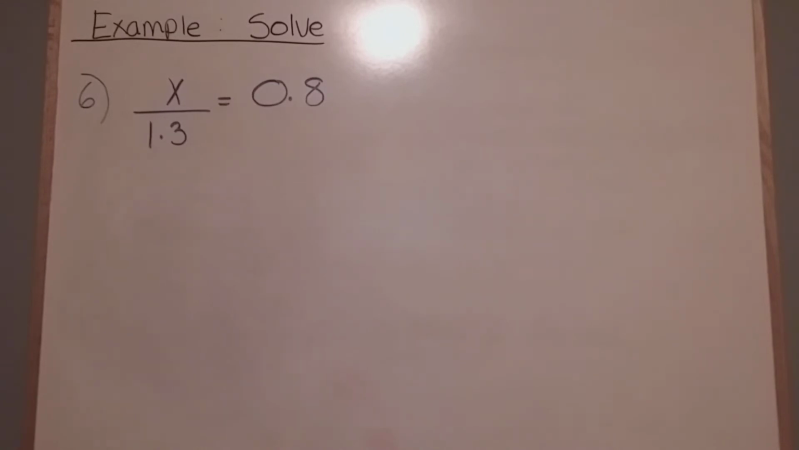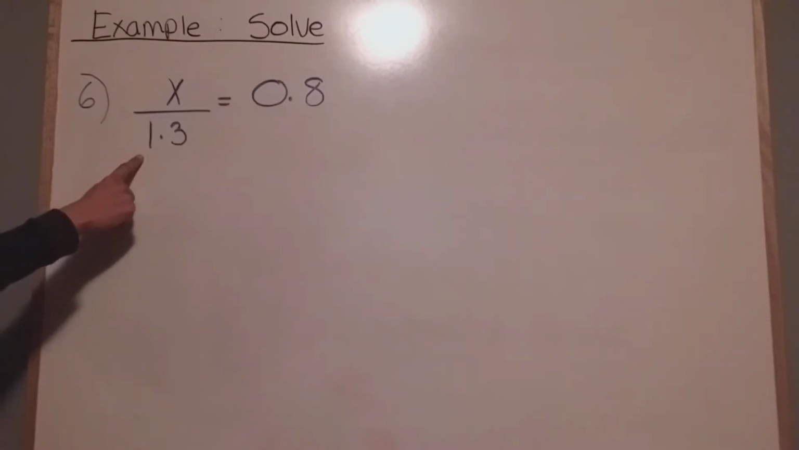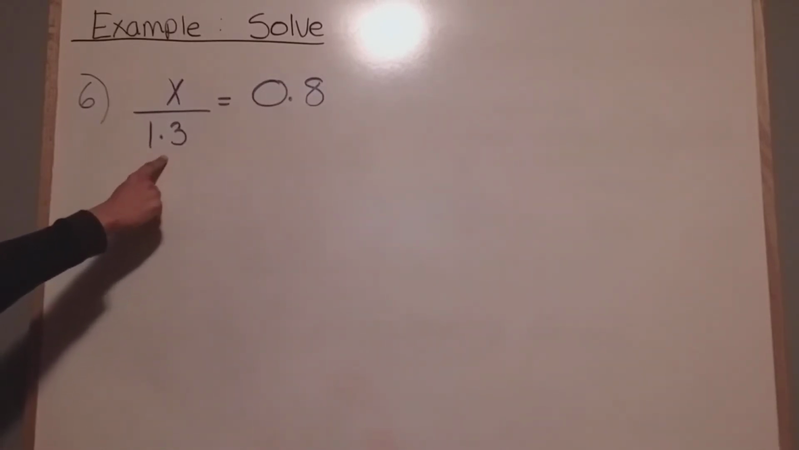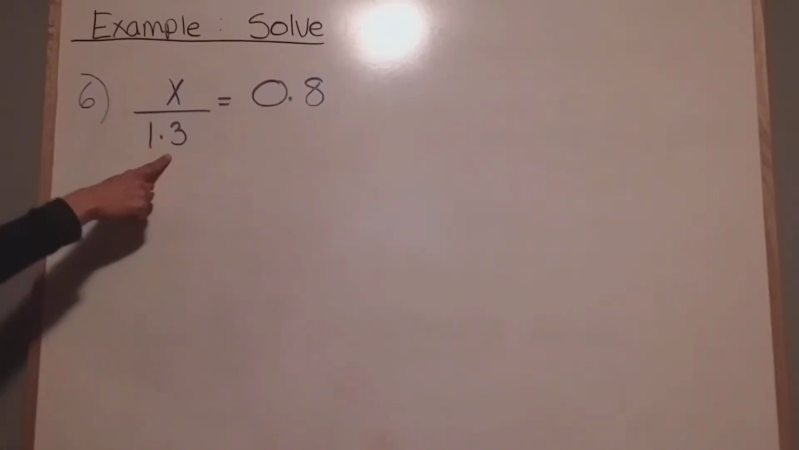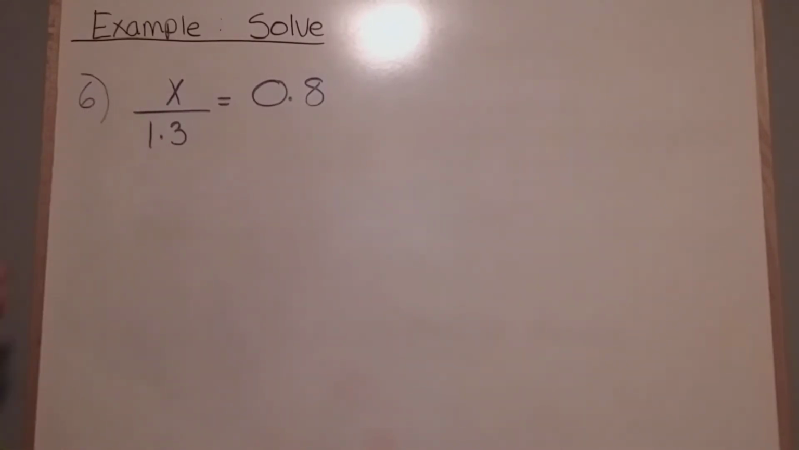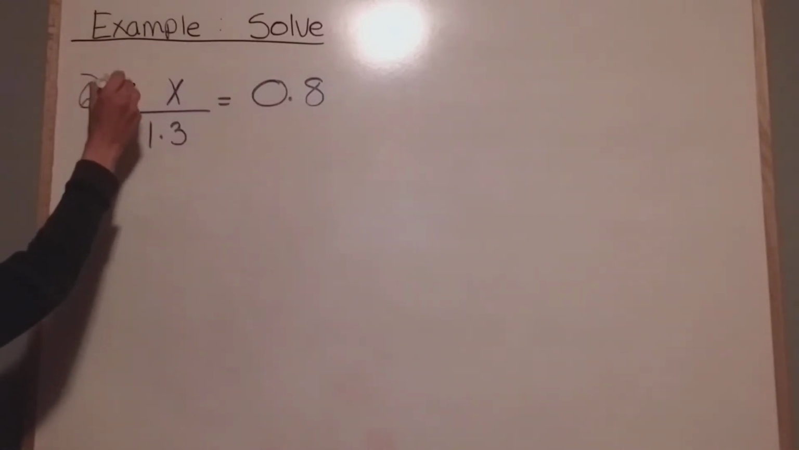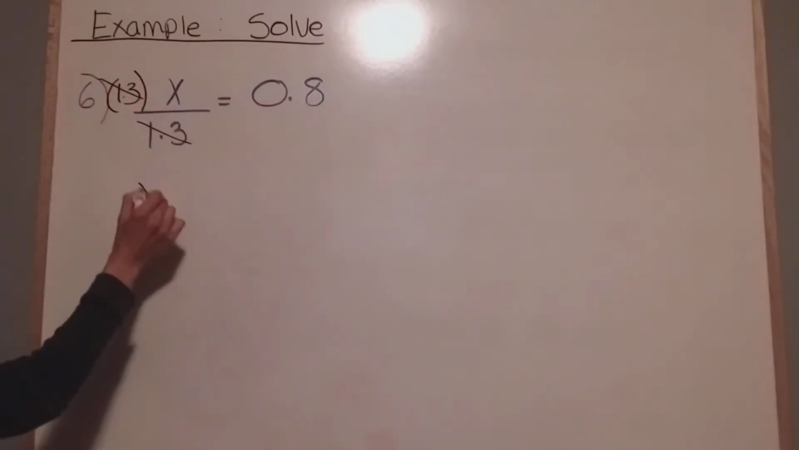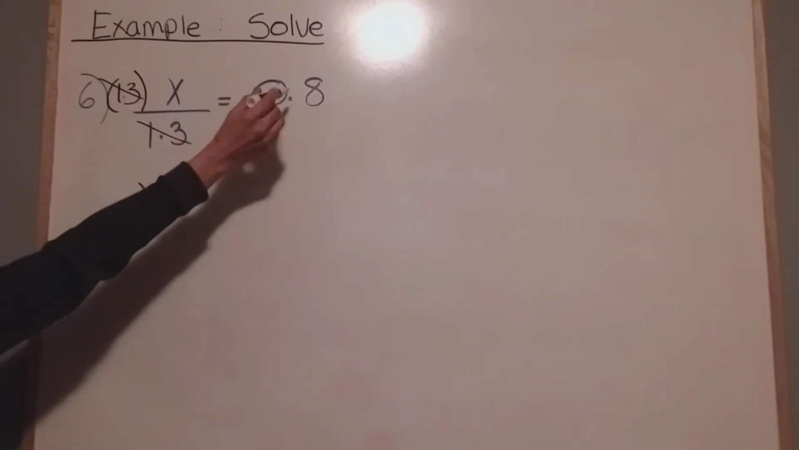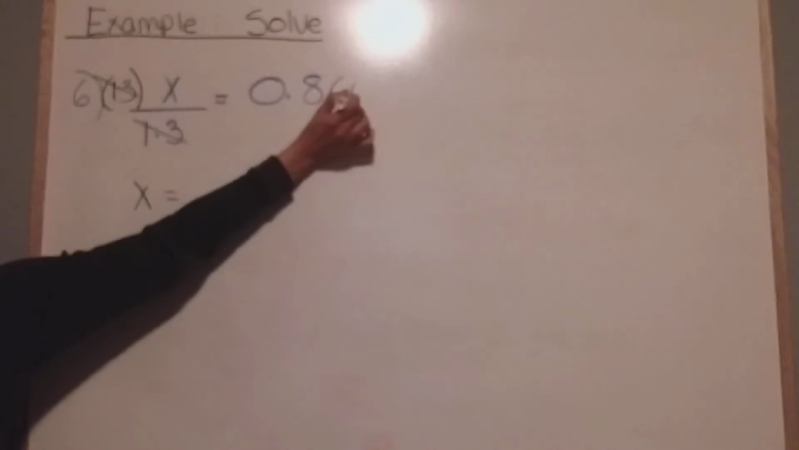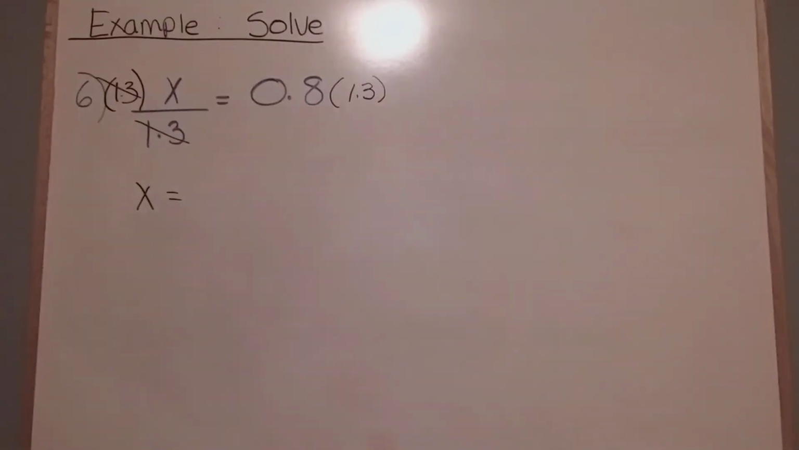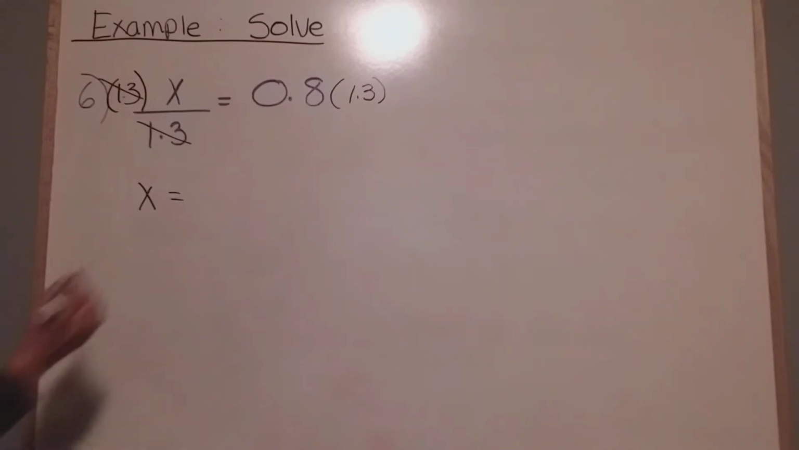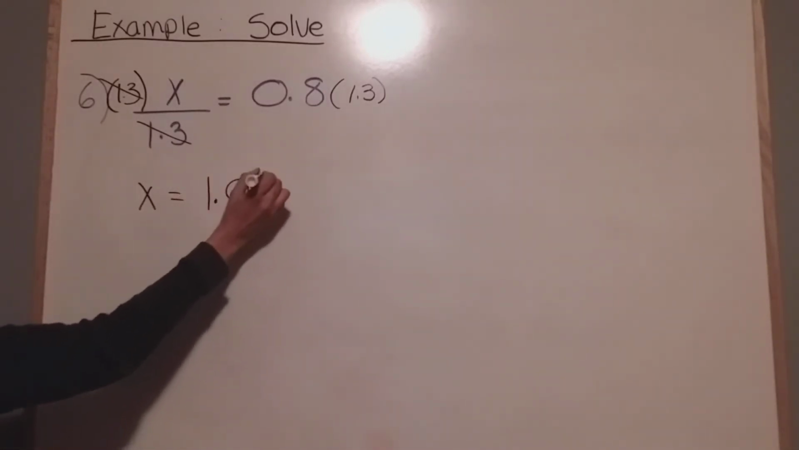So our next example is x over 1.3 is equal to 0.8. In this case, if I look at the side of the variable, which is still on the left-hand side, I'll realize that my number is on the bottom. So it's x divided by 1.3. So the opposite of division is multiplication. So I'm going to times this side by 1.3. That'll cancel out, so I'm left with x. But remember, now I have to multiply this side by 1.3. So when I do this, I get 1.04 as my final answer.